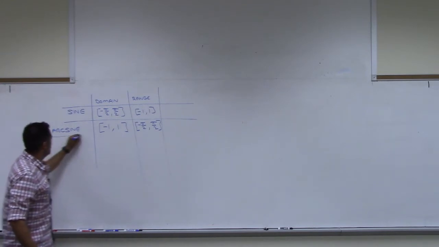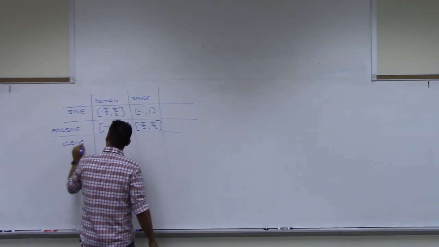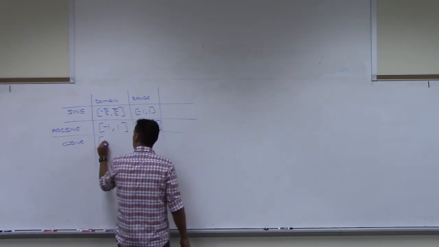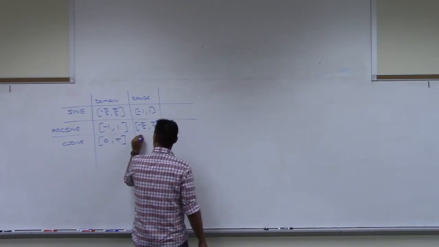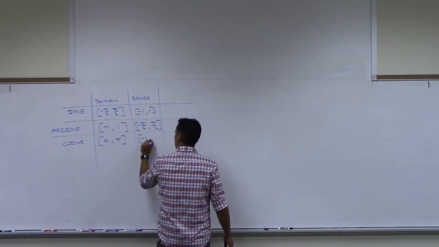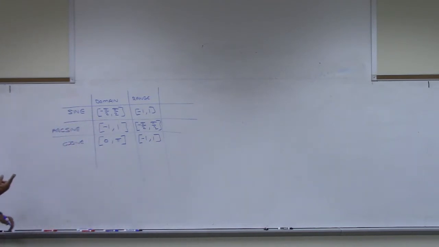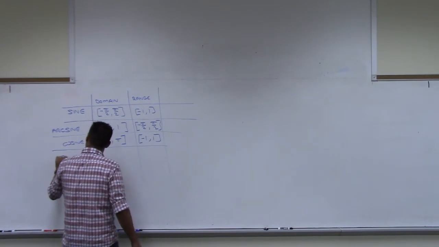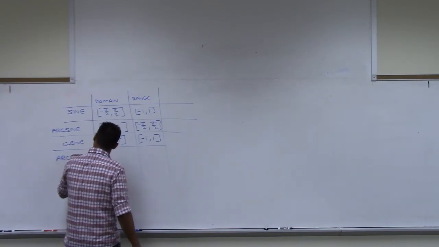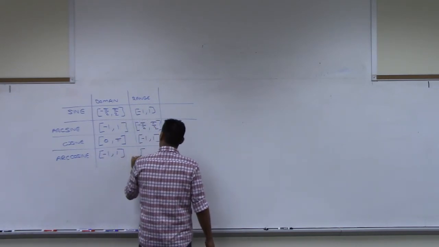Now let's do cosine and arc cosine. For cosine, we're going to restrict it to what? 0 to pi. Now the range is what? Negative 1 to 1, right? The arc cosine, switch them. The domain is negative 1 to 1, and the range will be 0 to pi.